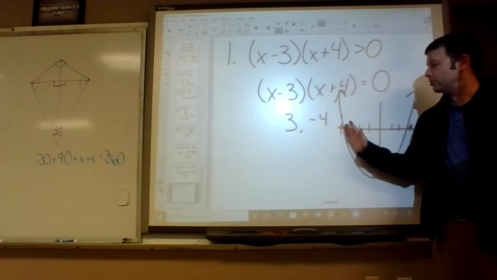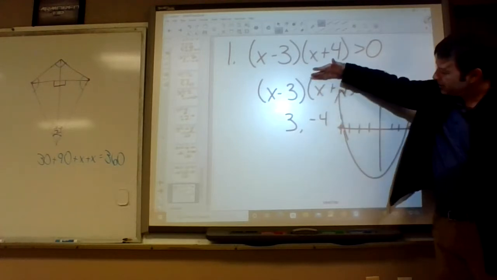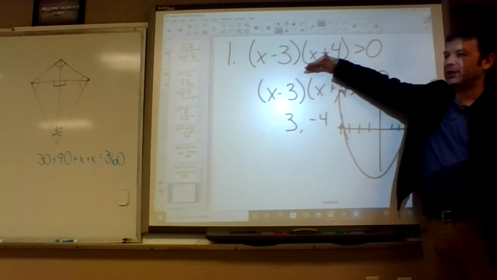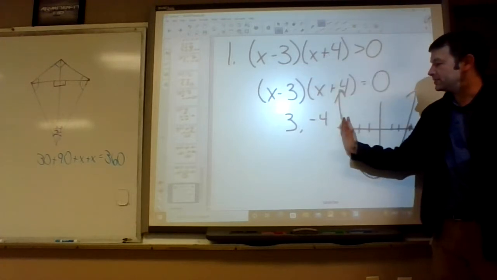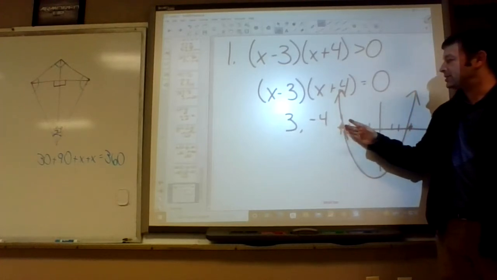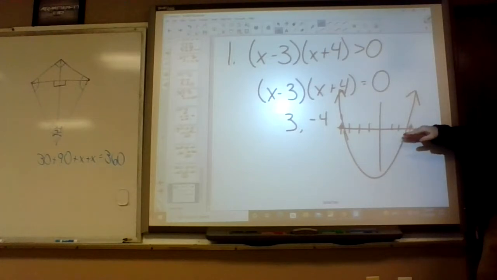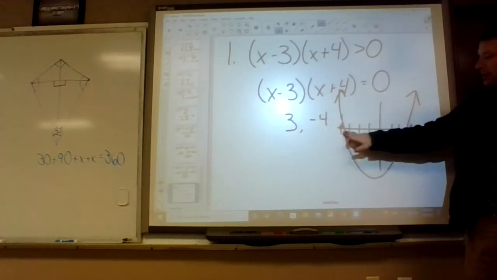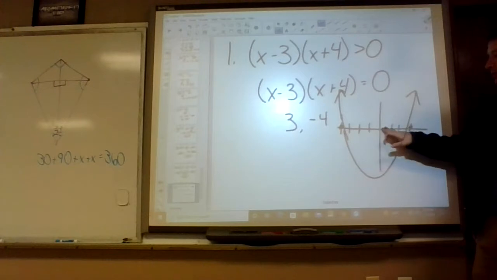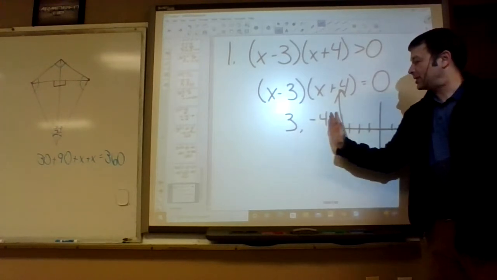So when the x values are less than negative 4, the value of the function is greater than 0. Meaning x has to be outside of the arrows? Yeah, in this case, because it's greater than, it's outside. That would be between here and here. Correct. But where's the function greater than 0?